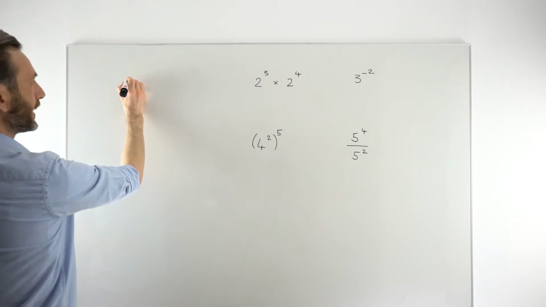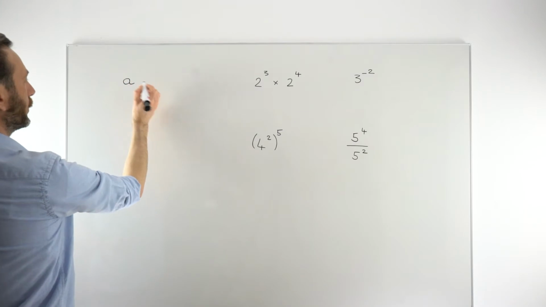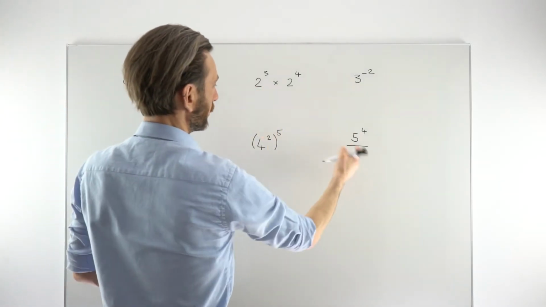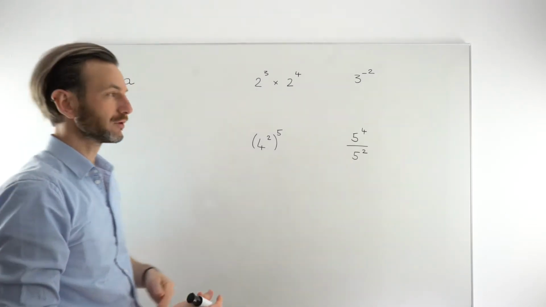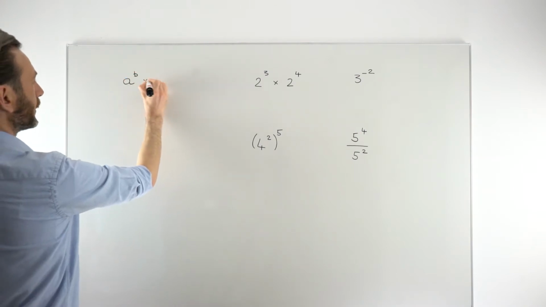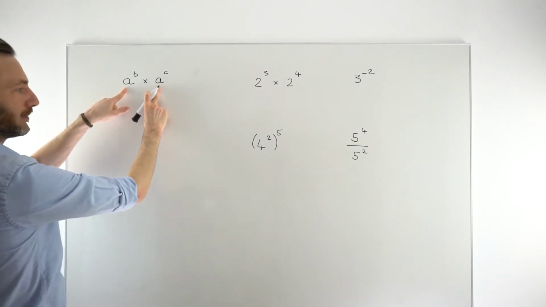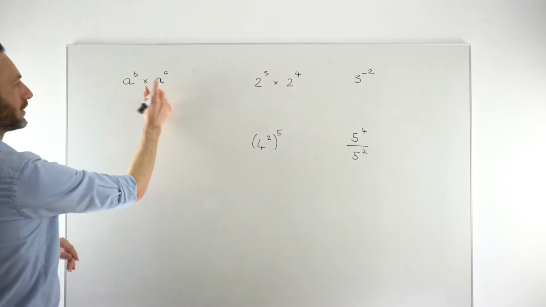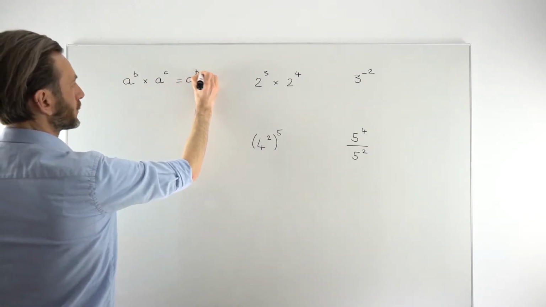So I'm just going to use letters to represent variables. For example, let's use a, b, and c. In reality, your questions are probably going to use numbers, but they apply just as equally well if you're using letters. So let's say the first rule: you've got a to the power of b times a to the power of c. Notice the base numbers have to be the same. So these rules do not apply if you've got different base numbers. So a to the b times a to the power of c is just a to the b plus c.